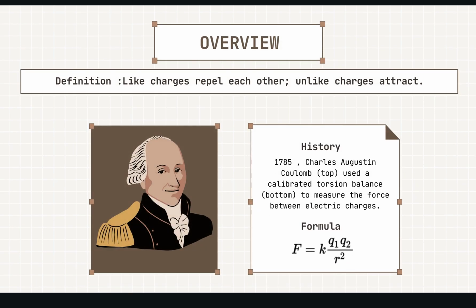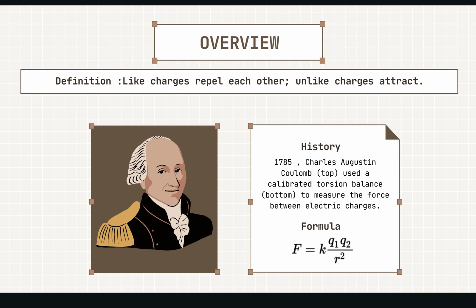So Coulomb's law states that the magnitude of the electrical force between two charged particles is proportional to the product of their charges and inversely proportional to the square of their separation distance. In summary, like charges repel each other and unlike charges attract.